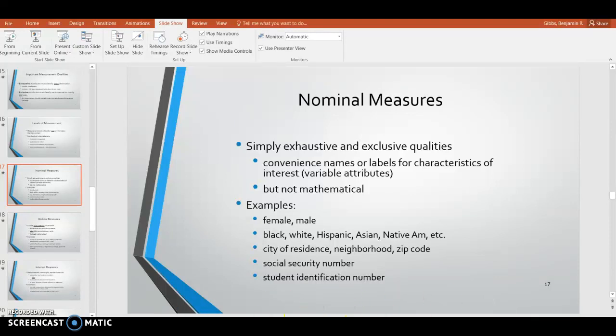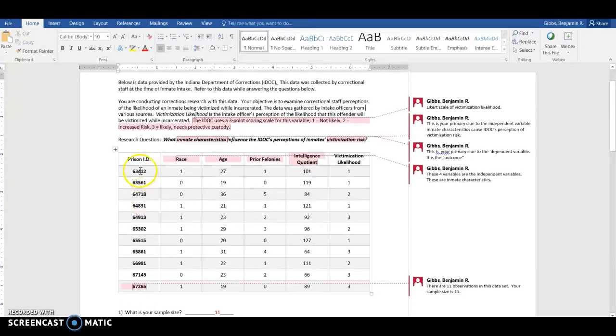So if we go back to the assignment, you'll see here that prison ID is a nominal level variable. The prison ID number is a number that just designates an individual's name. Much like your Ball State student ID, that ID number just designates the name. There is no mathematical property to that particular number. Same with zip codes or social security numbers.